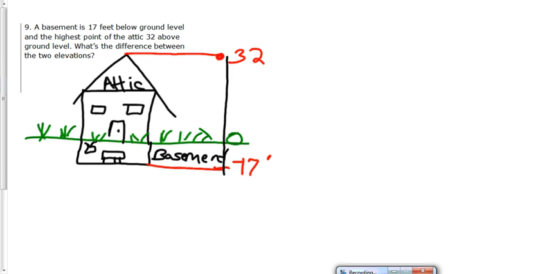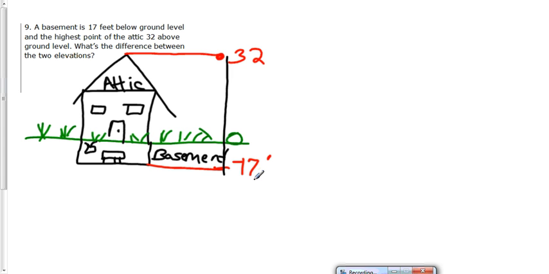It says a basement is 17 feet below ground. Now I know here in Houston, Texas, we don't have a lot of basements in our houses, but a basement sits below the house underground. So I have my little TV, my little couch in there, but the main detail is look at the ground. The ground sits at 0. The basement is at negative 17. It's 17 feet below.